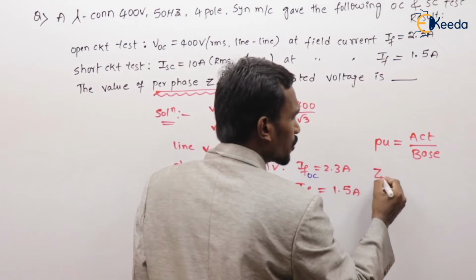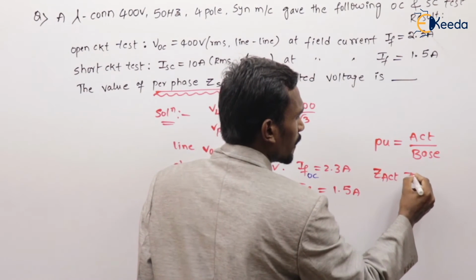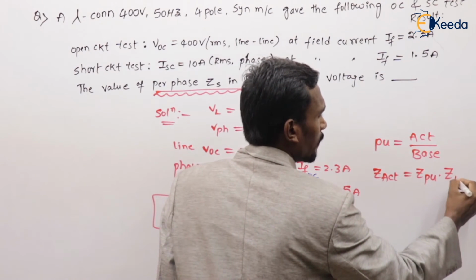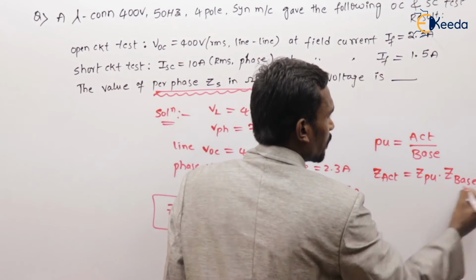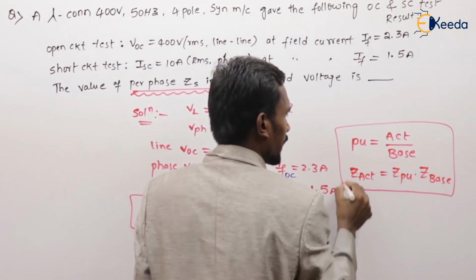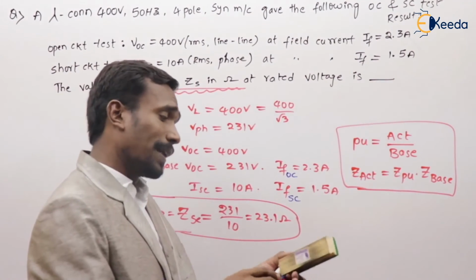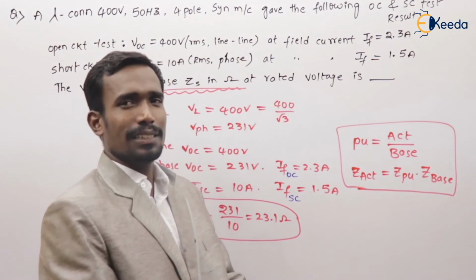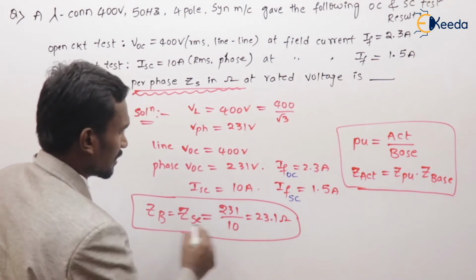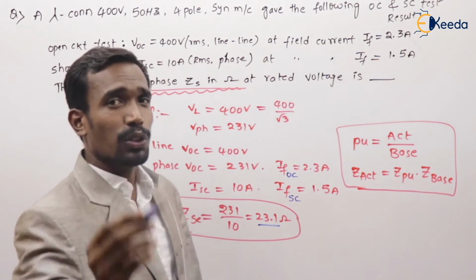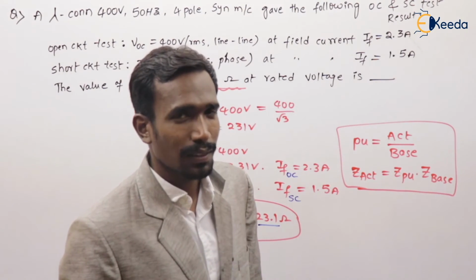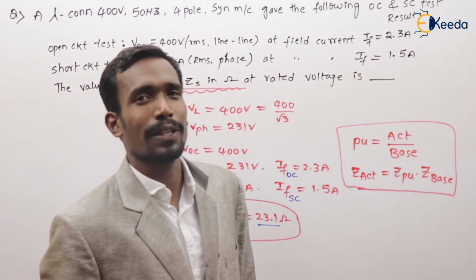What is the actual impedance? Actual impedance is equal to per unit impedance multiplied by base impedance. Now tell me, what is our answer? This is the base impedance. Now we have to find out the per unit impedance. How, sir? How can we find out the per unit impedance?